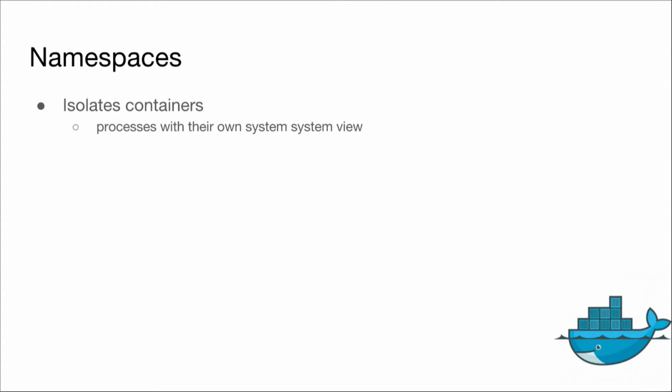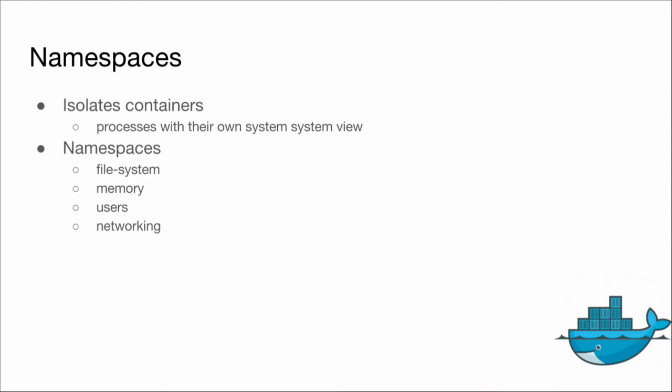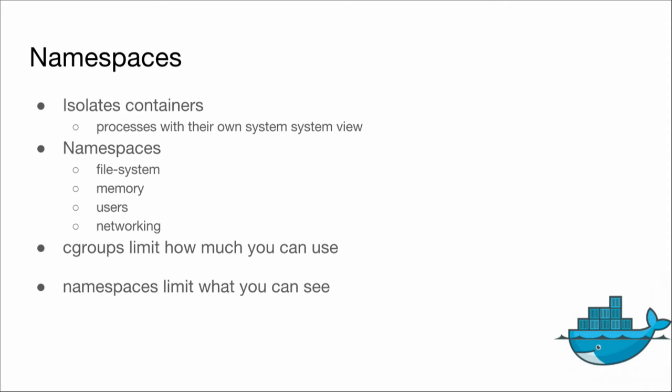And what are namespaces? Namespaces is the feature that isolates containers. The processes will have their own system view. When you use containers and, for example, run ps in a container, you're going to see just the processes that are running in that container. So you can isolate file system, memory, users, and networking. It's like containers are root with steroids. And then cgroups limit how much you can use, and namespaces limit what you can see.